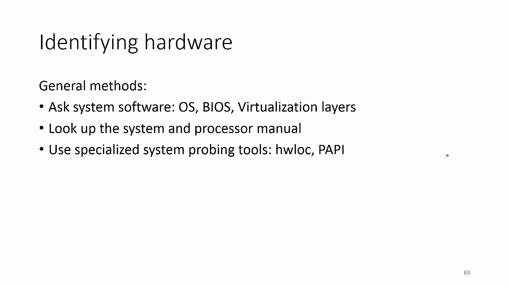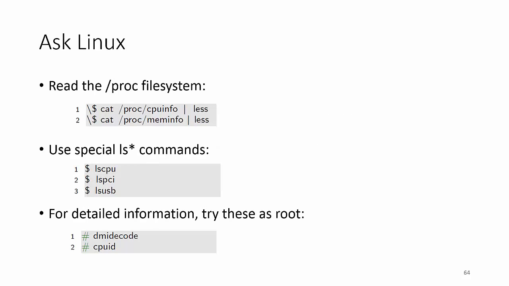First, you need to understand what the hardware looks like, and there are ways to find that out. You can ask the operating system or virtualization layers, look in the manuals, use tools like HWLoc and so on. If you're on Linux, you can, for instance, have a look at the files cpuinfo and meminfo. That will reveal quite a great deal of information about the processor. There are some special ls commands you can use, and for even more detailed commands, you need root access.